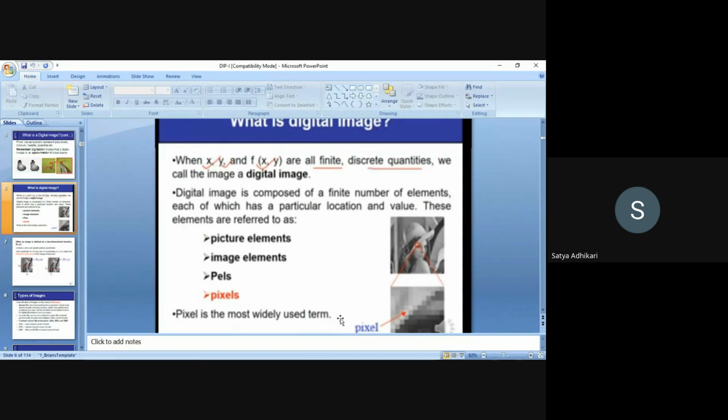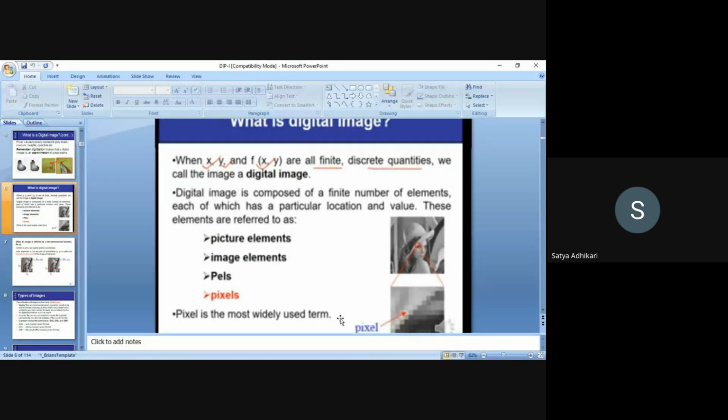So a digital image is composed of a finite number of elements, each of which has a particular location and value. I am emphasizing this: every pixel has a location and a value. Where it is situated, that is the location, and what its value is. Value means its gray level value, its color value.